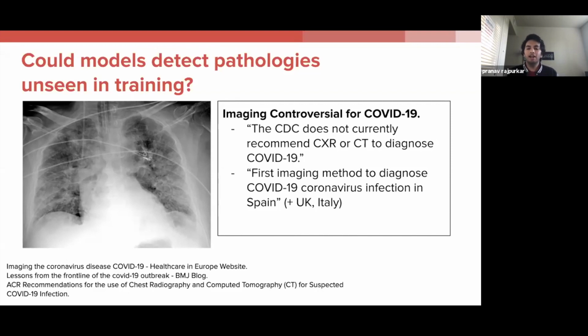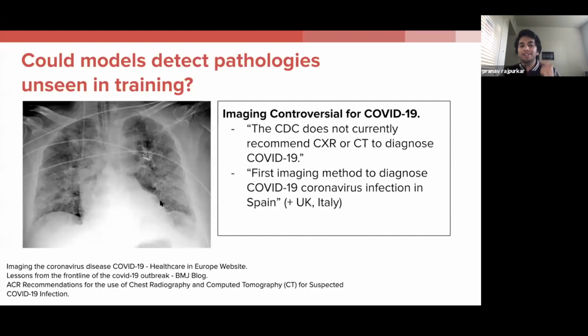But at the same time, in Spain and in the UK and Italy, there were several hospitals that were just out of testing kits that were actually using chest x-rays to determine whether someone had visible signs of infection that they could then use to say, you definitely have COVID.